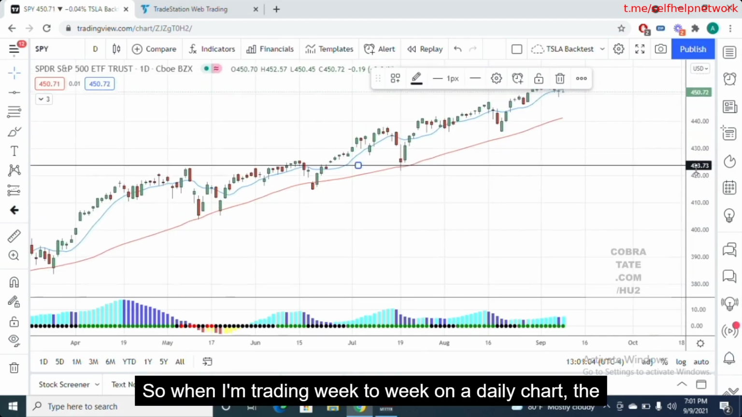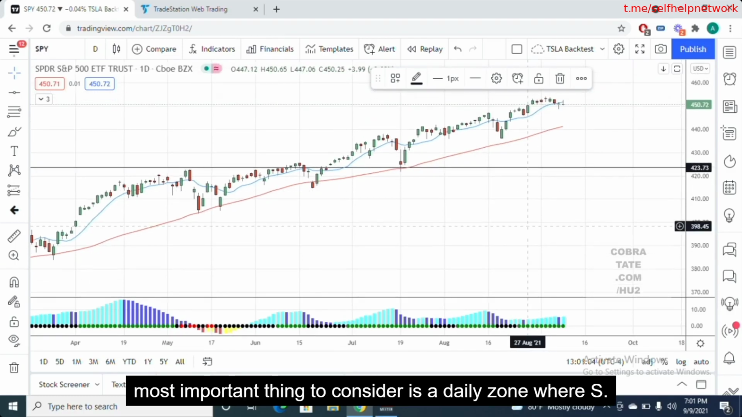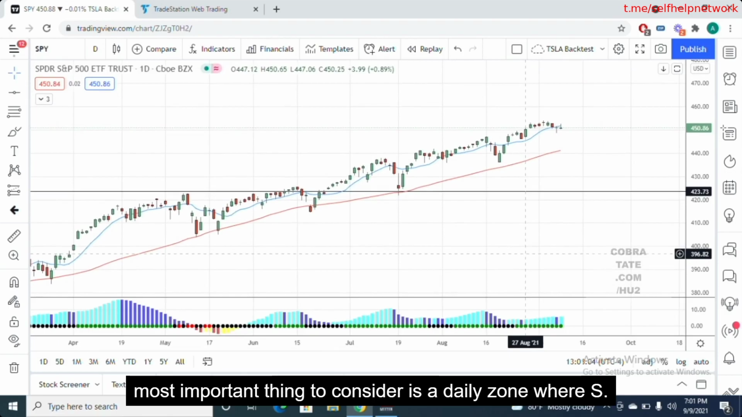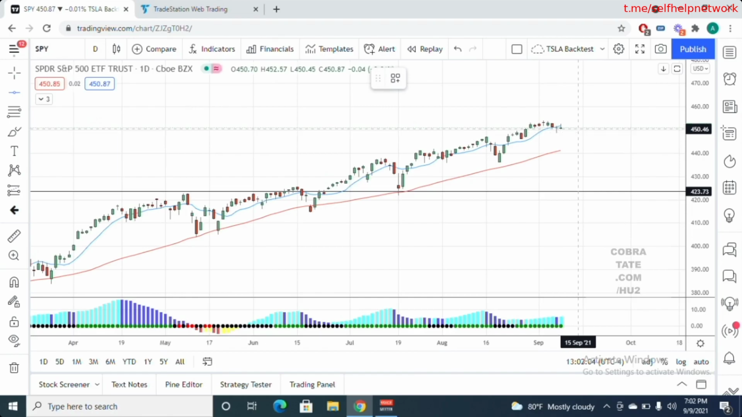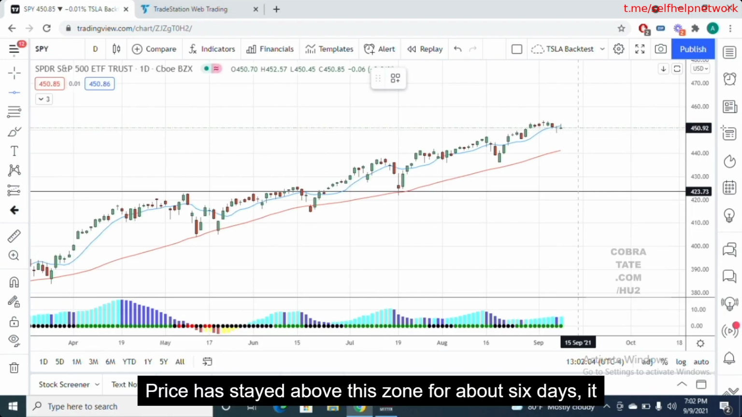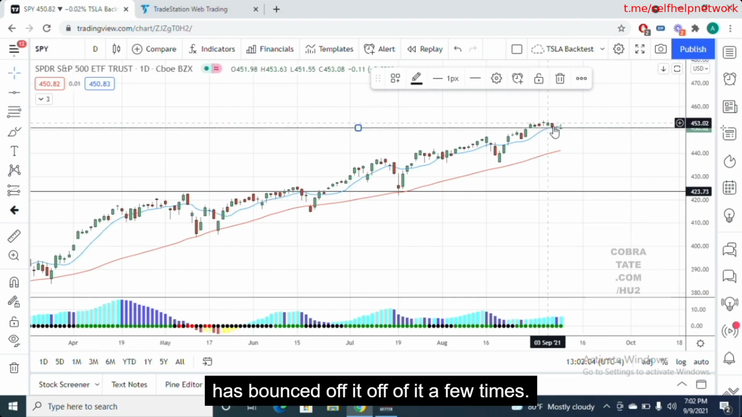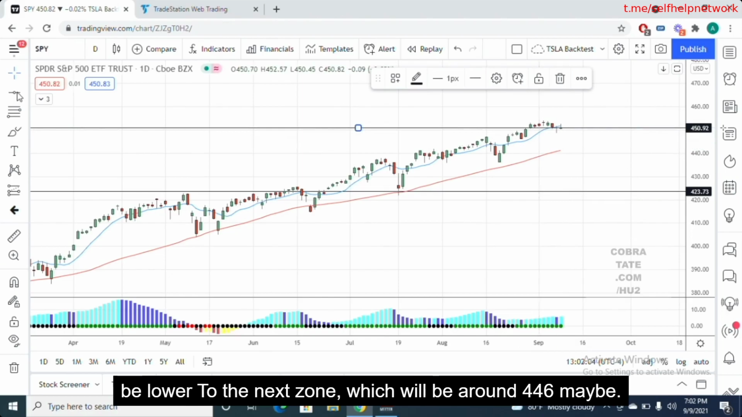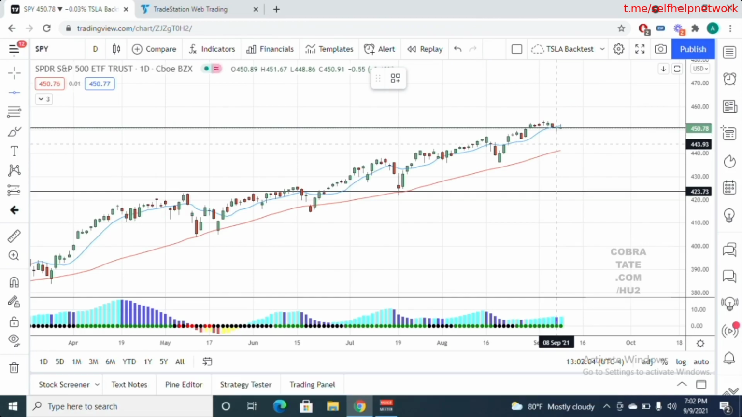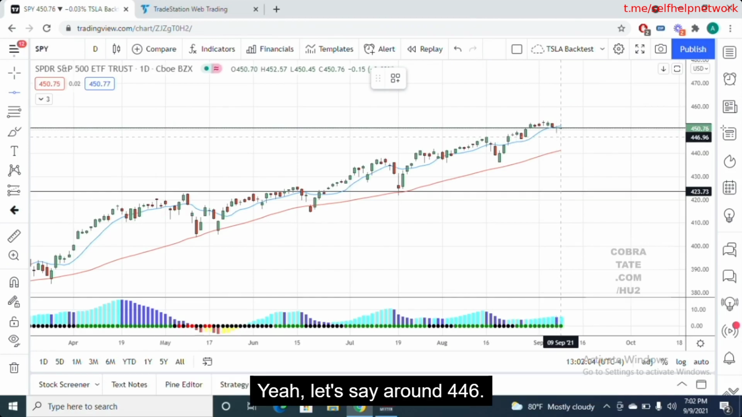So when I'm trading week to week on a daily chart, the most important thing to consider is a daily zone where SPY is, right? The current important zone right now is around the 451.5 level. Price has stayed above this zone for about 6 days. It has bounced off of it a few times. Once this zone breaks, the path of least resistance will be lower to the next zone, which will be around 446. Yeah, let's say around 446.